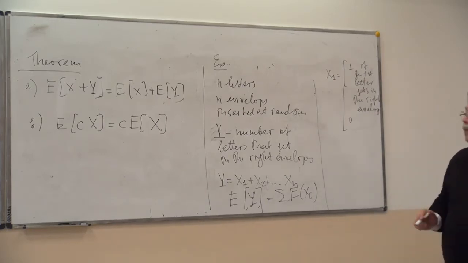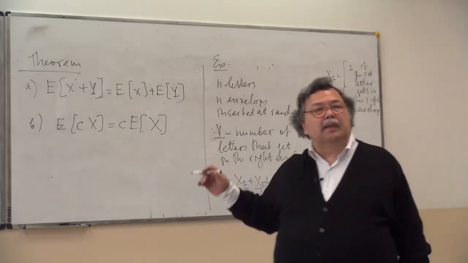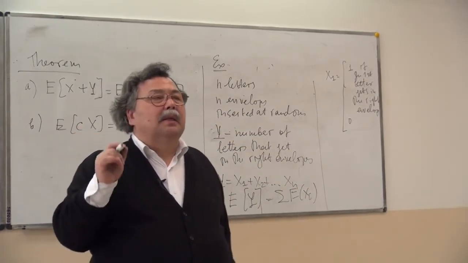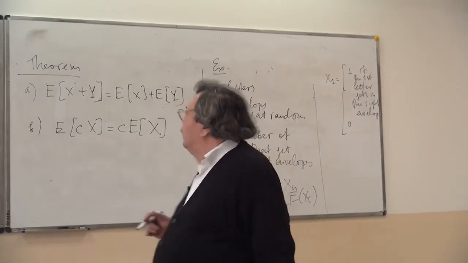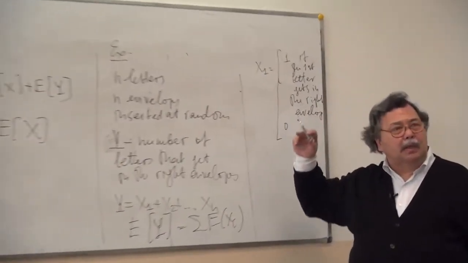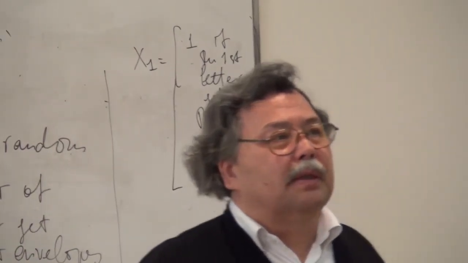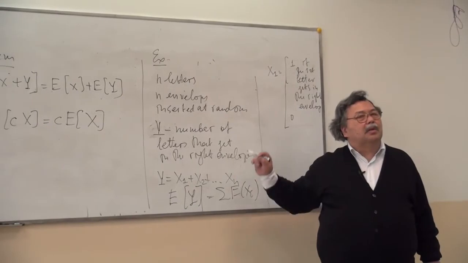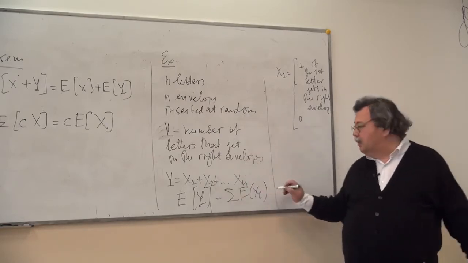And what's the expected value of x1, for example? Now, if the letters are inserted in the envelopes at random, then what's the probability that the first letter gets into the right envelope? It's 1/n. Okay? So 1/n times 1 plus (n minus 1)/n times 0. The expectation of x1 is 1 over n. Are you following this? And this applies to each term in this sum. So the expectation of each individual random variable is 1 over n. And we sum up n terms like this, which gives us this answer.